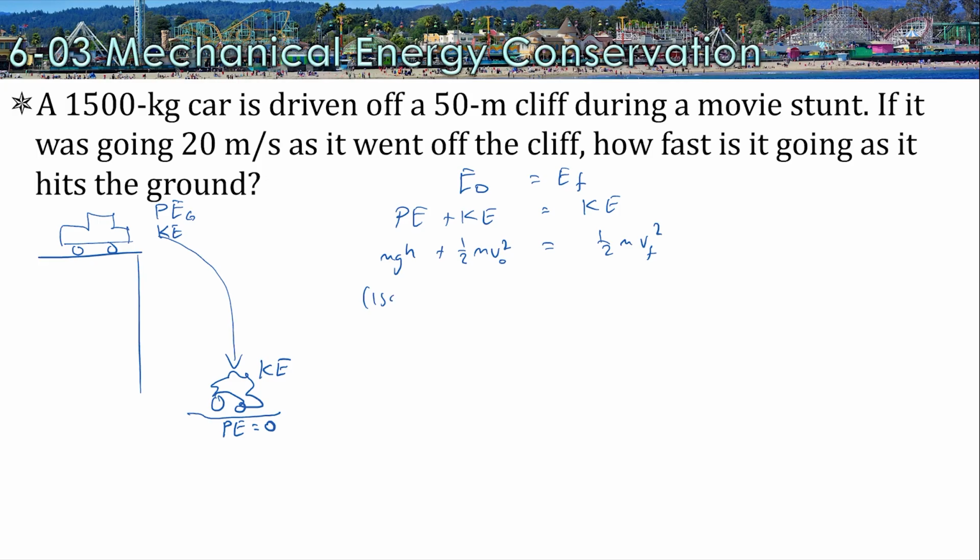Our mass is 1,500 kilograms. g is 9.8. Our height is 50 meters. Mass is 1,500 kilograms. The initial velocity is 20 meters per second. Mass is 1,500 kilograms. Final velocity is what we're looking for. All right. Run that through the calculator.